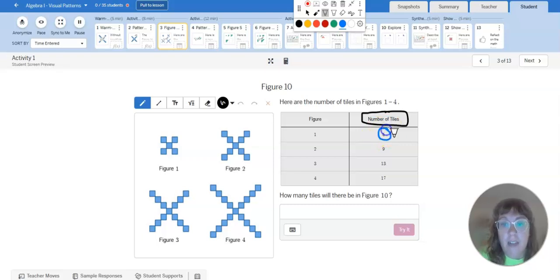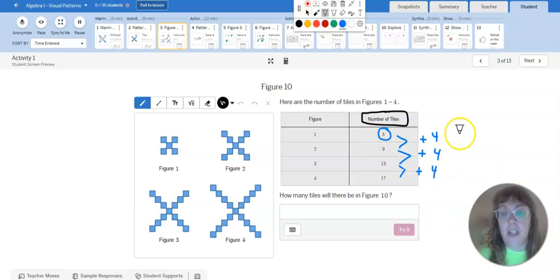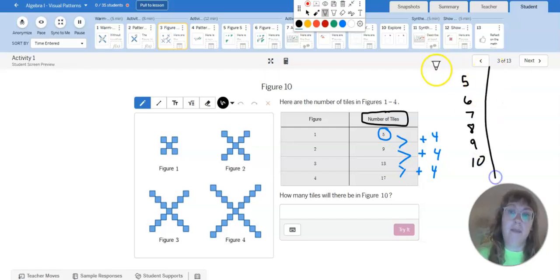So we started with 5 tiles, and then we got to 9. How many did we add to get to 9 tiles? 4. Let's see if that stays the same. 9 plus 4 is 13. 13 plus 4 is 17. Oh, why am I writing 14? Here we go, plus 4. Sorry about that. So we're adding 4 each time. So figure 5, 6, 7, 8, 9, 10 is how far we're going up. So 17 plus 4 is going to get us 21.